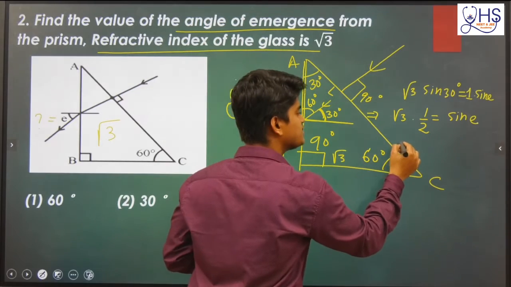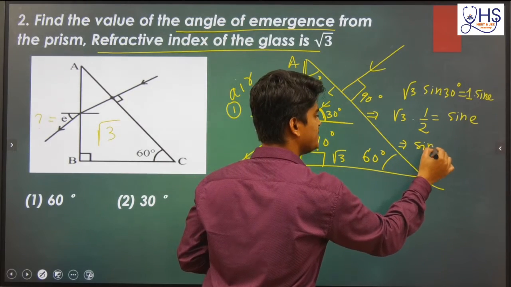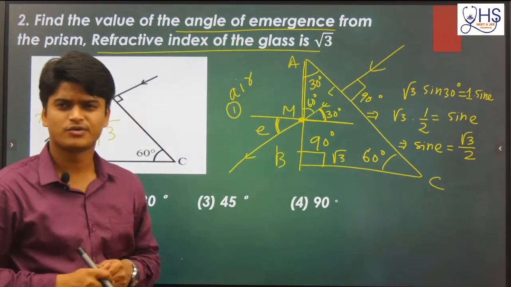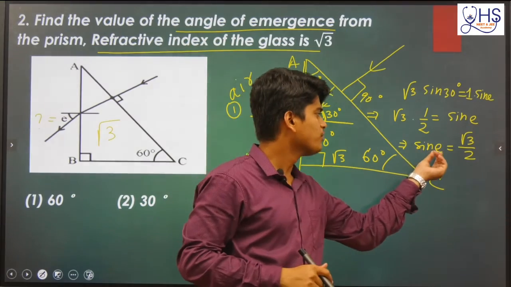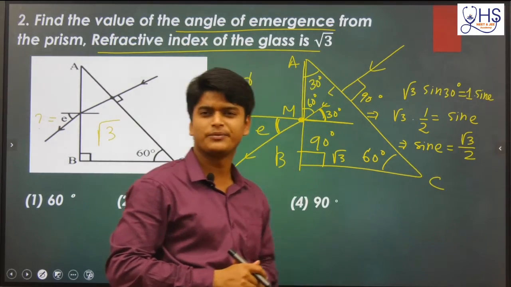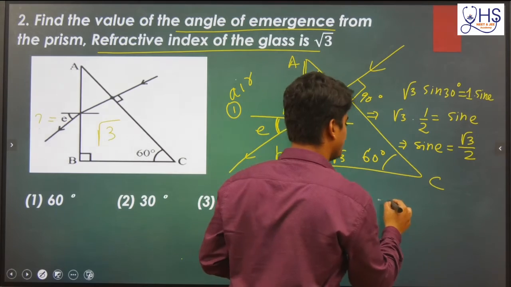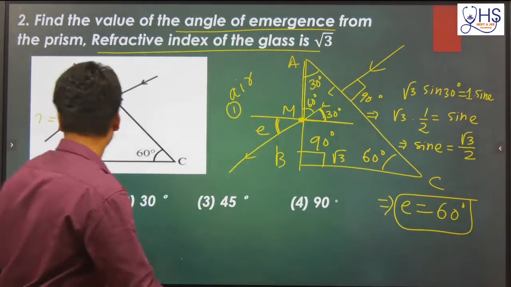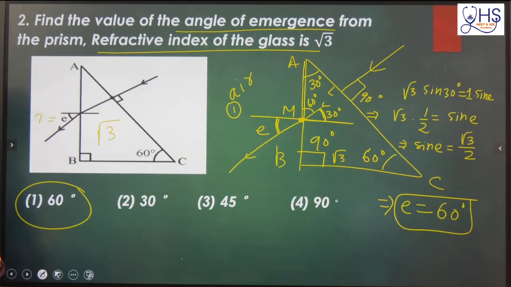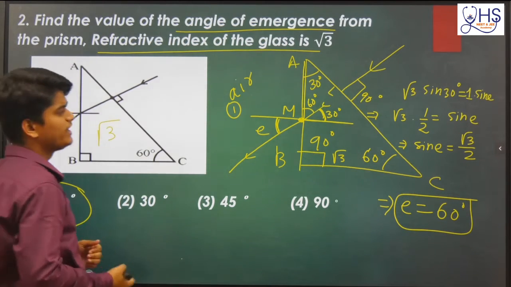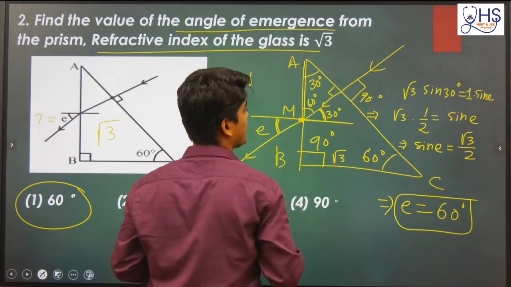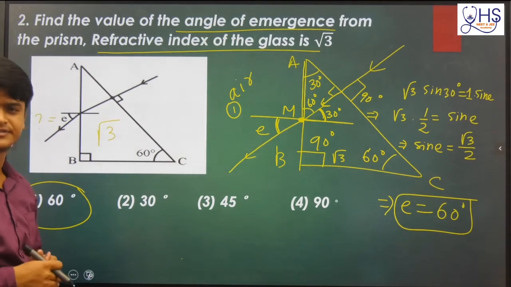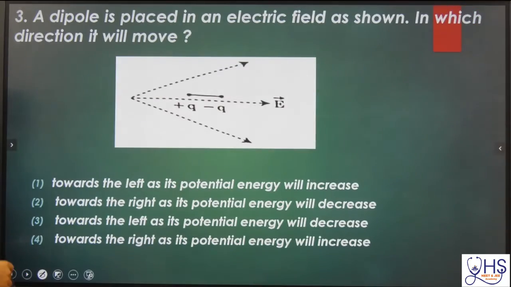Now sine E is nothing but √3/2, and you tell me, for what value of E will sine E become √3/2? It is definitely 60 degrees, so here E will be 60 degrees. So which option is matching? Option 1. A simple thing: if you understand a little about the ray diagram and geometrical figure, then you can easily solve this question. Now let us move on to question number 3.